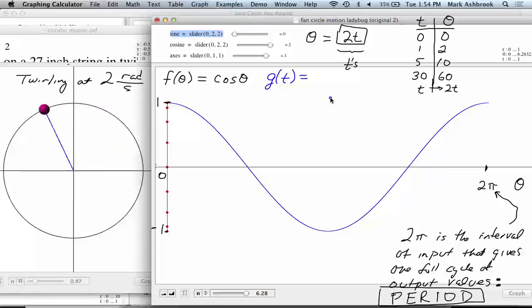Would it just be cosine of 2t? And why did you say that? Because we want the same output, but the input needs to be t, and our theta is equal to 2t. That's perfect, what he said. So we still want the output to be the same thing, cosine, horizontal distances. But now if we want the input to be t and theta equals 2t, then it's just cosine 2t, because 2t is theta.